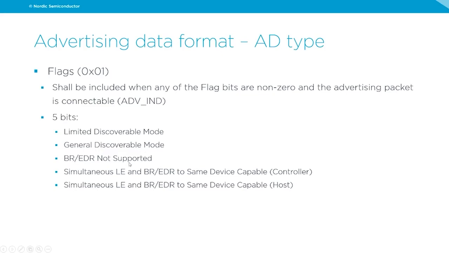And this flag is used if you don't support BR/EDR, meaning Bluetooth Classic. The last two flags are used when you support both Bluetooth Classic and Bluetooth LE, either on the controller lower layers or on the host layer. This is the case with most phones, and this flag is for Bluetooth Low Energy only devices. You may want to set this flag to 1.